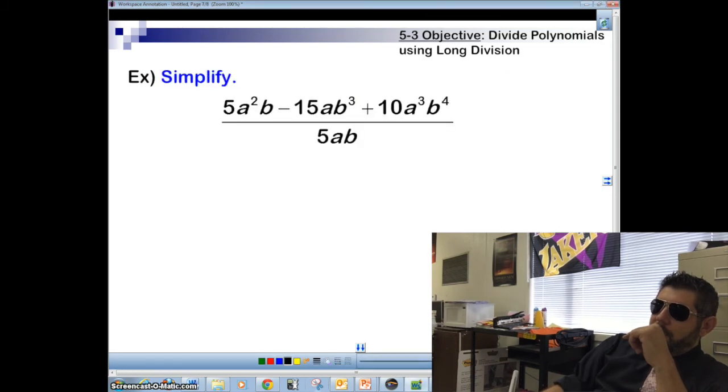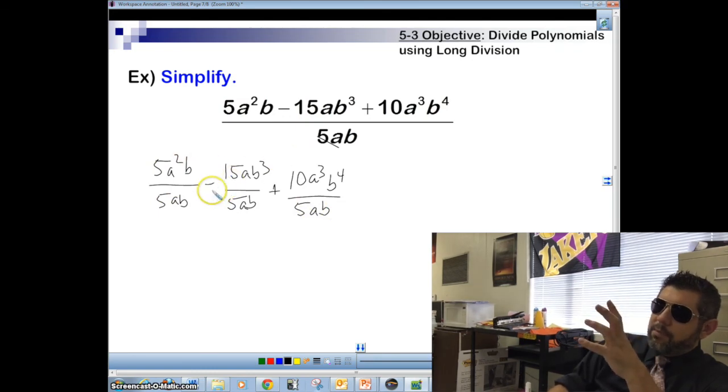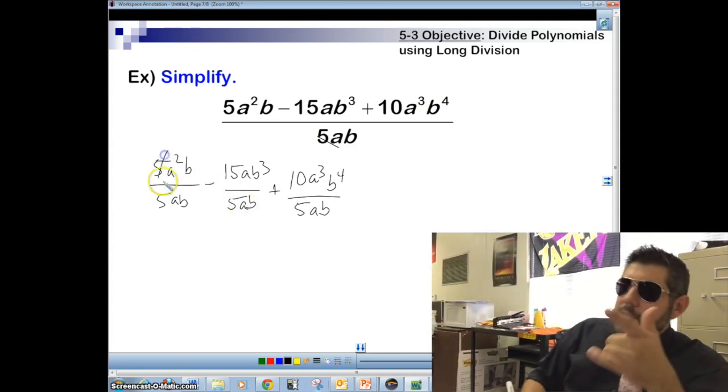That's pretty much it. I've got a couple more examples, but I think you guys are good. Let me at least do this one because this is a little different. As you can see, here we've got a monomial. So when we're dividing by a monomial, just simply divide each of these monomials. So you're going to do 5a squared b over 5ab minus 15ab cubed over 5ab plus 10a cubed b to the 4th over 5ab. All right, and then you just simplify these like they're monomials, guys, because that's what they are. They're monomial over monomial, right? We've done monomials over monomials, so just do it like that.